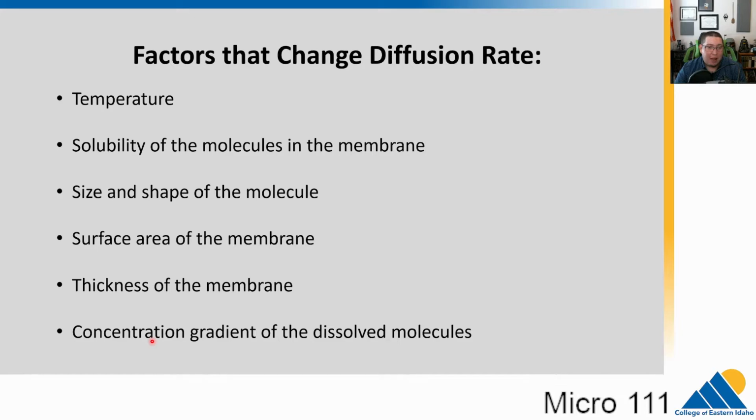So that means how strong is the high concentration versus the low concentration. That would be our gradient. If it's very equal, it's going to happen very slowly. But if it's like really high versus really low, it's going to happen much quicker.